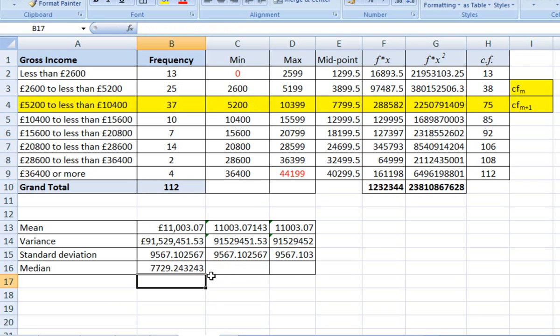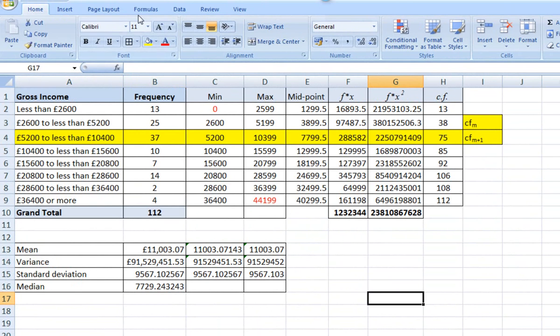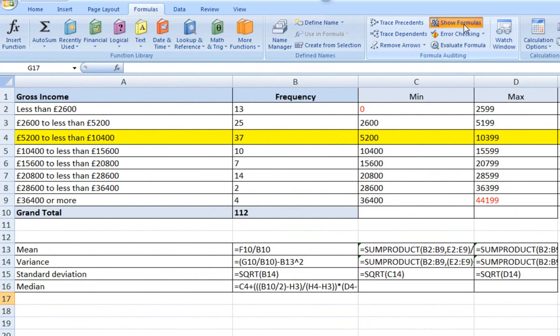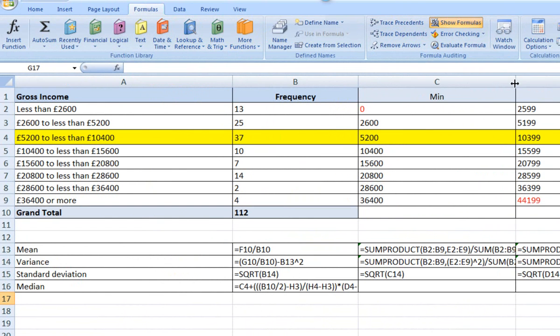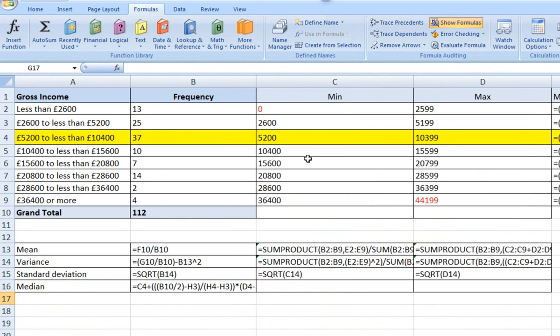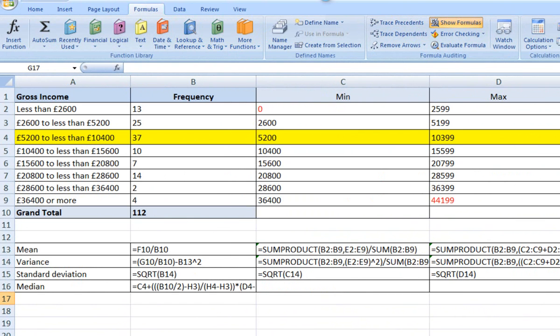Now notice here that there is a big difference between the median and the mean. The mean is 11,003, whereas the median is 7,700. So you can tell here that the distribution of income is skewed. So that will end our video on how to estimate the variance, the standard deviation, and the median. If I go into formula and then go to show formulas, you can appreciate the different ways of calculating the median, the variance, and the mean for group data.